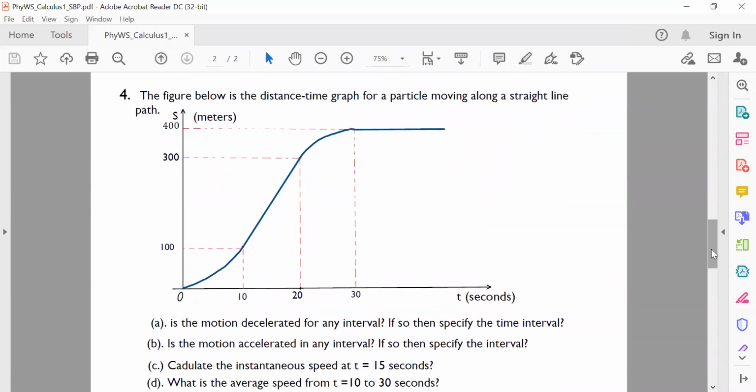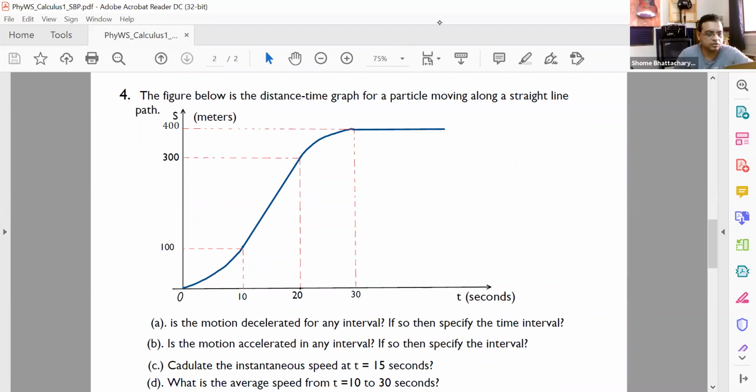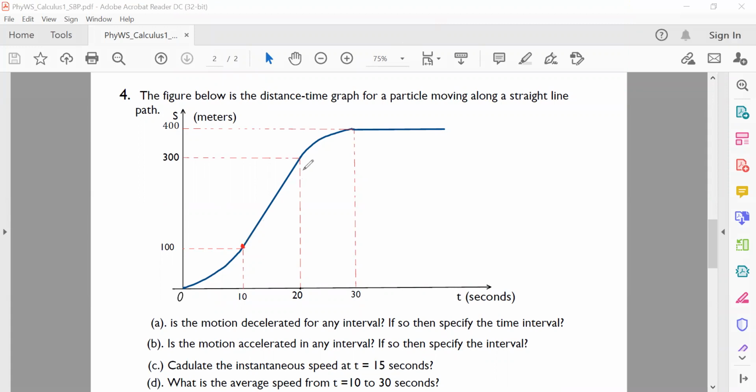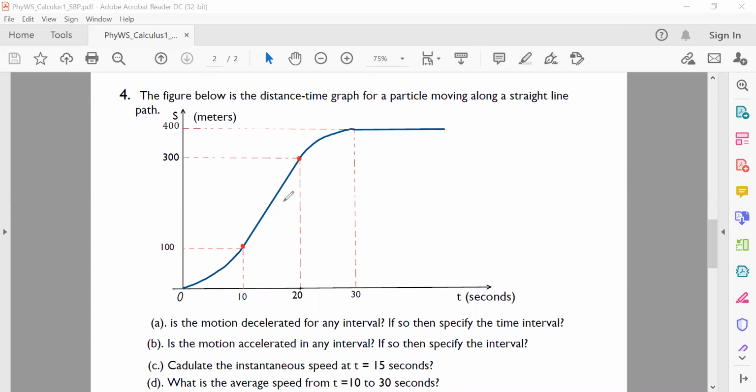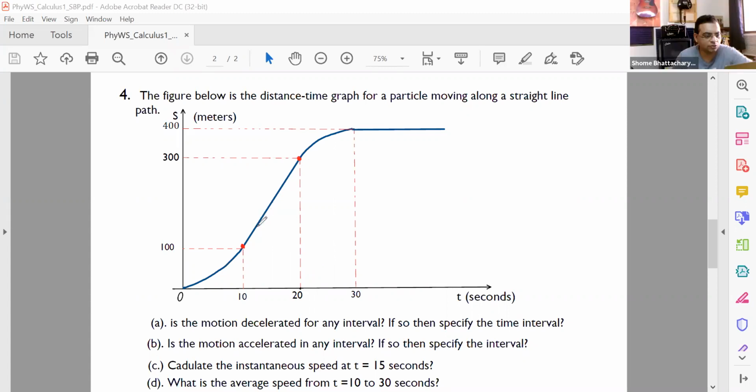Now what about the fourth question? Sir, in the fourth question, I had a doubt only in the B sub part. Is the motion accelerated in intervals? Specify. So will it not be 0 to 20, only 0 to 10? So see, when you isolate this graph between 10 and 20, what does the graph of S versus T look like? Does it look like a straight line to you? Yes, it is a straight line. So what is the velocity at this point? It is the slope of the tangent. What is the velocity at this point? It's again the slope of the tangent. So it's uniform, no? Okay.